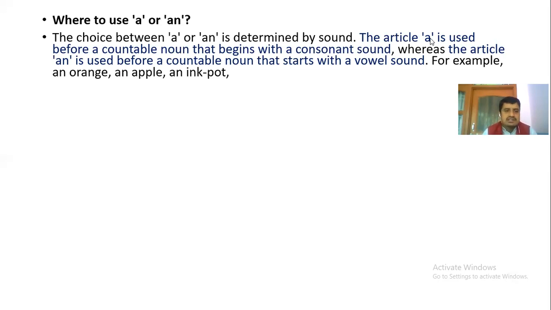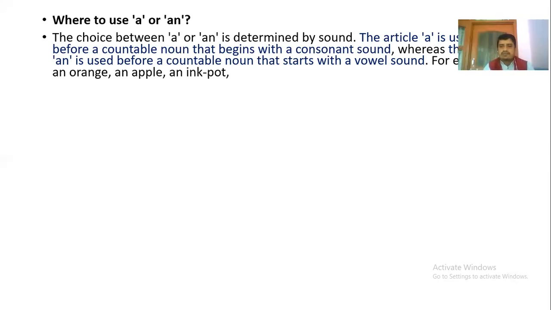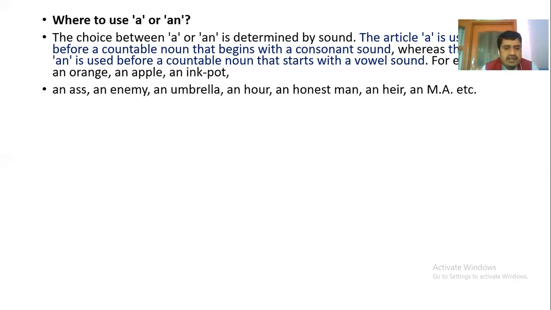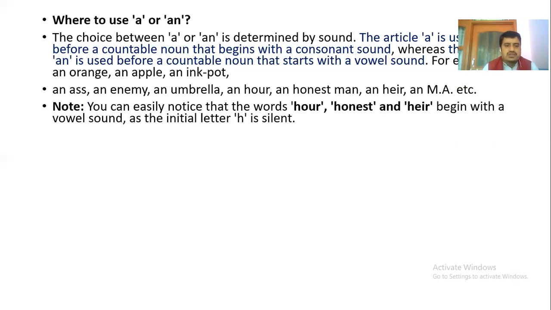For example, an orange, an apple, an ink pot, an ace, an enemy, an umbrella, an hour, an honest man, an iron, an MA, etc. Okay, note, you can easily notice that the words hour, honest, and iron begin with a vowel sound, as the initial letter h is silent. Before a vowel sound, we use an.